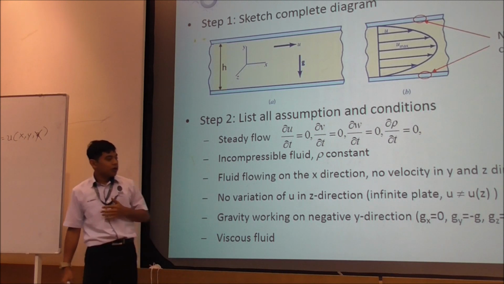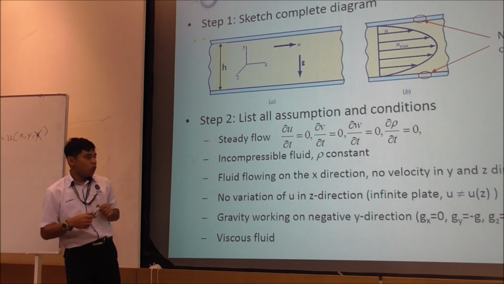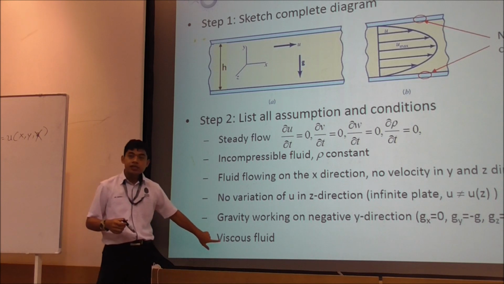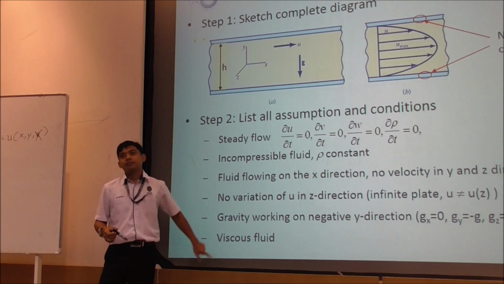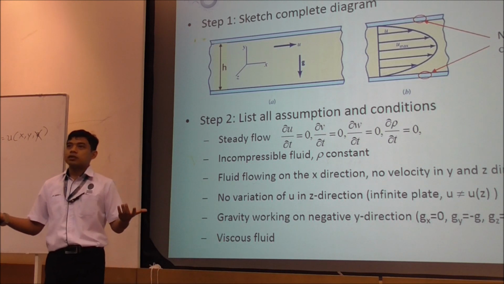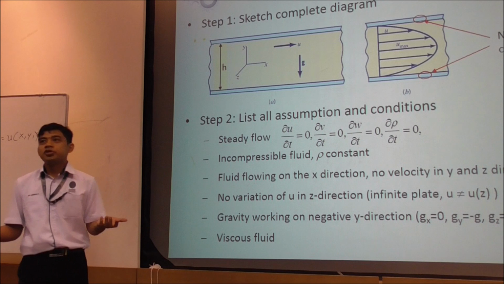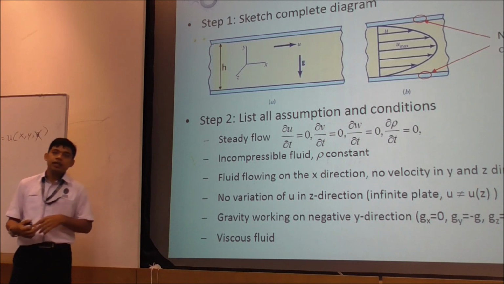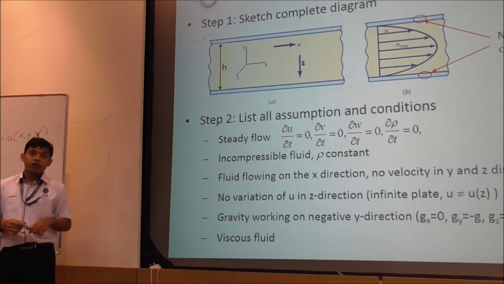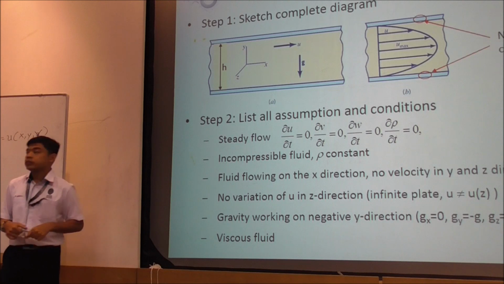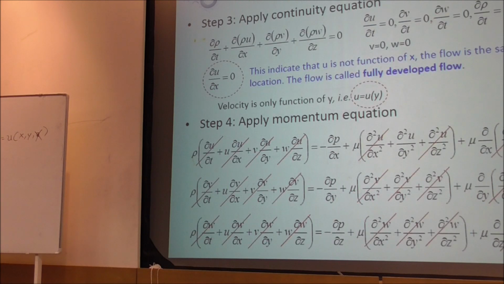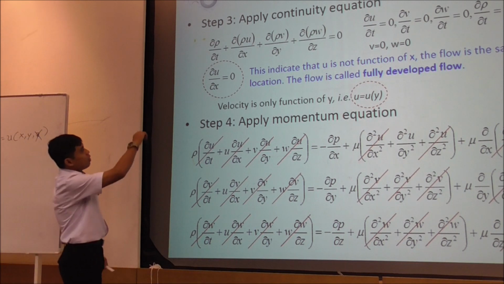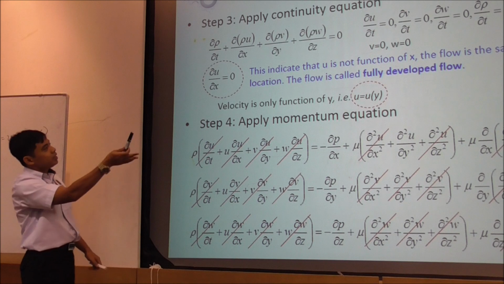In this case, your gravity will work in the negative y direction, and it is a viscous fluid. Because if it is inviscid, then your mu is equal to 0, which means you will end up having only the Bernoulli equation. But in this case, we are not talking about the Bernoulli equation, we are talking about Navier-Stokes. Okay, so from that, we apply the continuity equation.